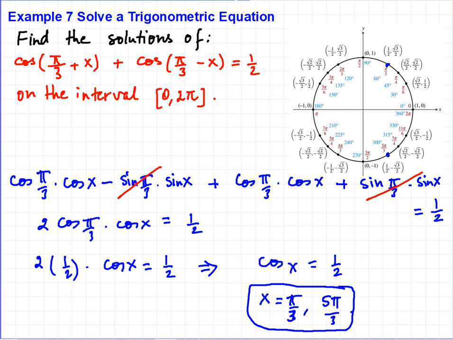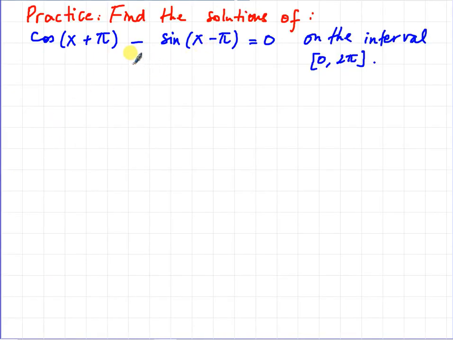Finally, practice. You solve this alone. Cosine of x plus pi minus sine of x minus pi equal to 0 on the interval 0 to 2 pi. Again, follow the same procedure to find the value of x. Here I have cosine a plus b minus sine a minus b. So just replace each expression by its identity, and hopefully you'll get an answer.